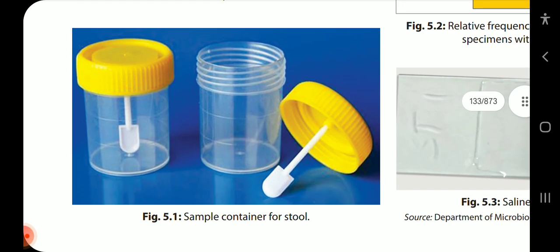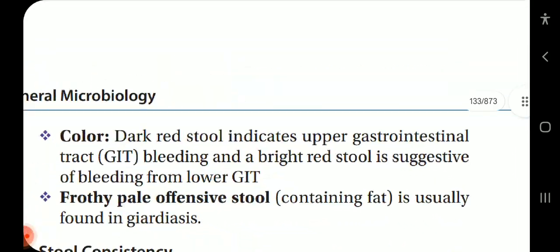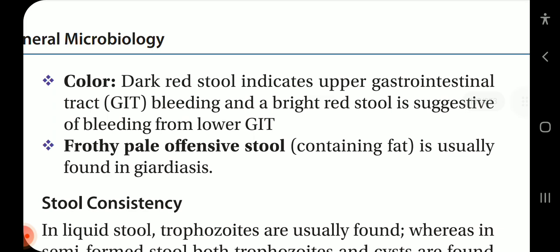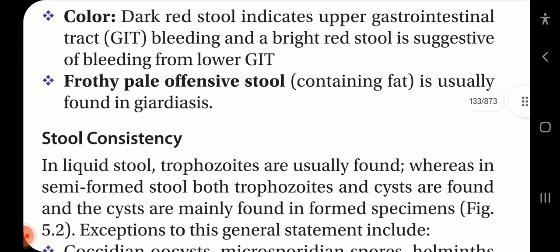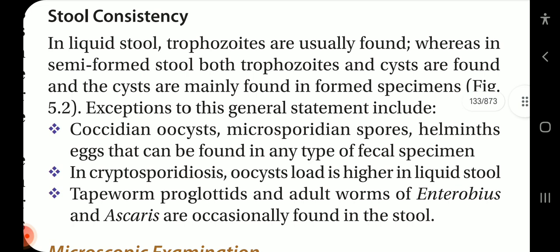This is the sample container for stool, okay? Now, color: dark red stool indicates upper gastrointestinal tract bleeding, and a bright red stool is suggestive of bleeding from the lower GIT. Frothy pale offensive stool containing fat is usually found in giardiasis. Stool consistency.